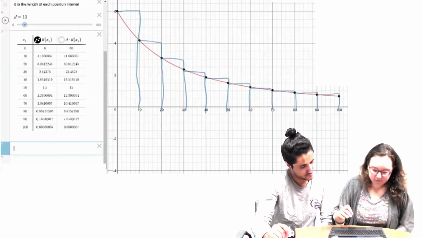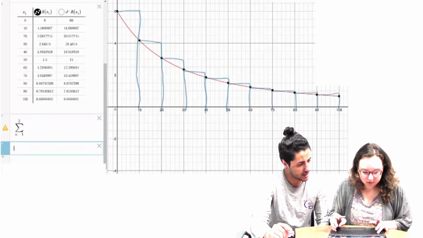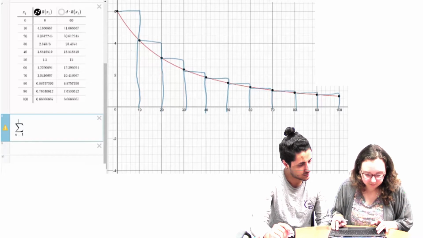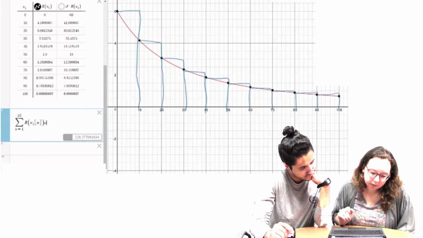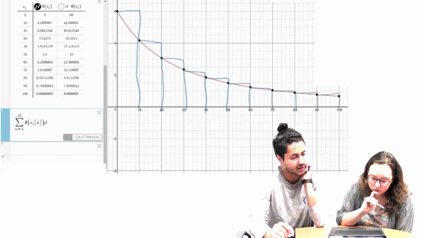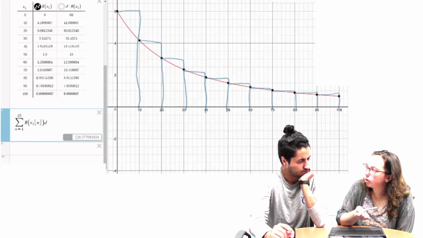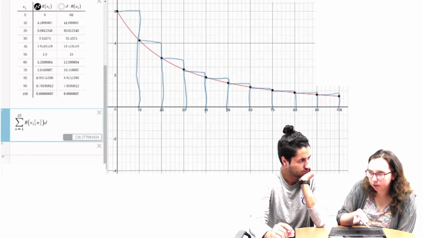So we want the sum from 1 to 10 of. So with our overestimate, we get something that's like 230-ish. It's bigger than 200. So that would mean it wouldn't work. But then again, this is our overestimate.